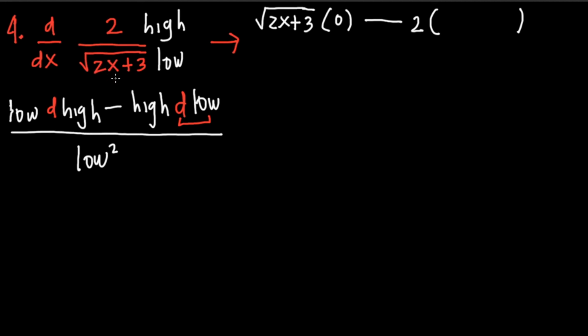Para ma-derive siya, gagamit tayo ng chain rule. So, para mahanap natin kung ano yung lalagay dito, mag-chain rule tayo dito. Okay? So, ang given natin is square root of 2x plus 3. Para ma-chain rule, convert muna natin sa fraction yung exponent. So, square root of 2x plus 3 is equal to 2x plus 3 raised to 1/2.